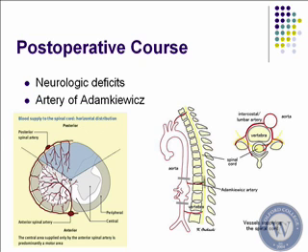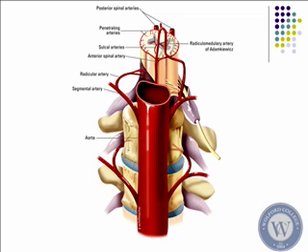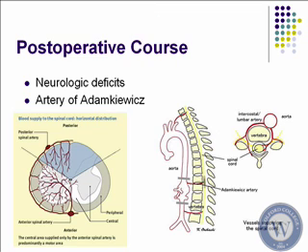Postoperative course with descending aneurysms: the biggest issue is the artery of Adamkiewicz. Let me go to the next picture. It is a branch of these little radicular arteries that come off the back of the aorta, all the way going down, one per segment. And it provides the actual anterior spinal artery. The danger is that if you cut the blood supply to the artery of Adamkiewicz with a cross clamp being above it, then everything below that area will get underperfused.